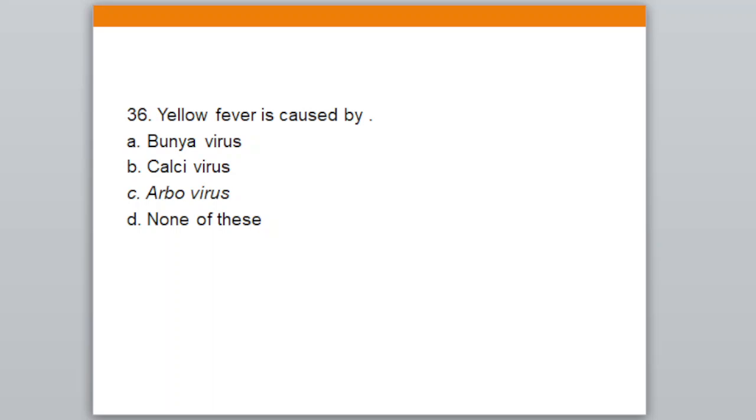Question 36. Yellow fever is caused by A. Bunyavirus, B. Calicivirus, C. Arbovirus, and D. None of these. The correct answer is C, Arbovirus.